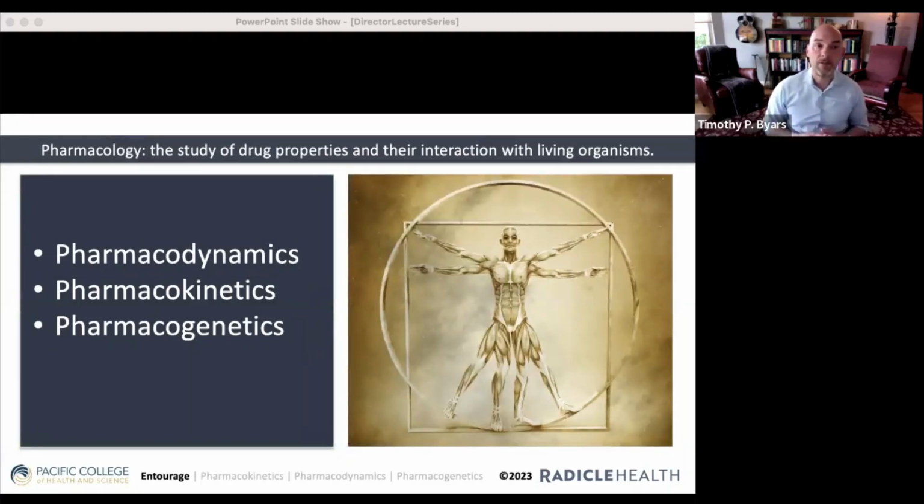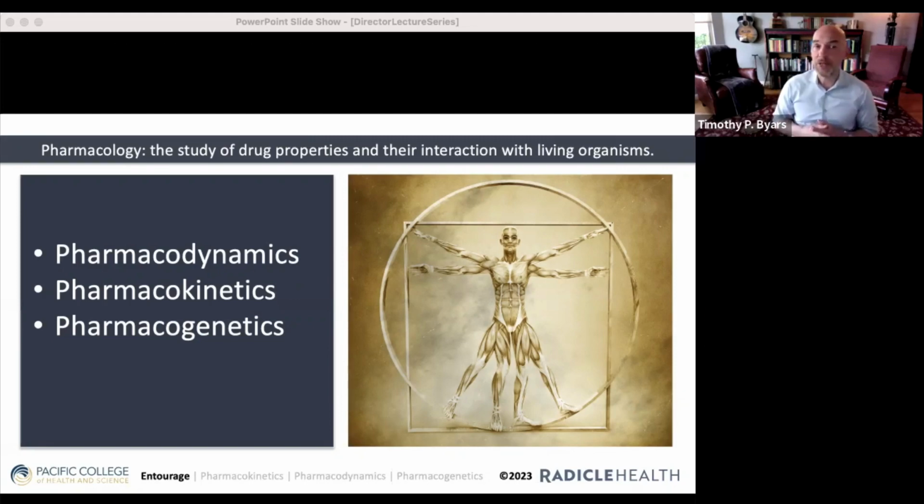When we're talking about pharmacodynamics, we're usually talking about things like the study of receptor binding and sensitivity, affinity, post-receptor effects, and the chemical interactions that occur. Usually when we talk about pharmacodynamics, we are talking about what the drug does to the body.